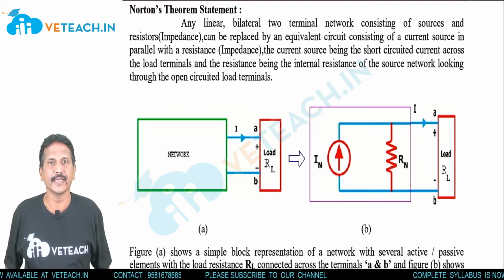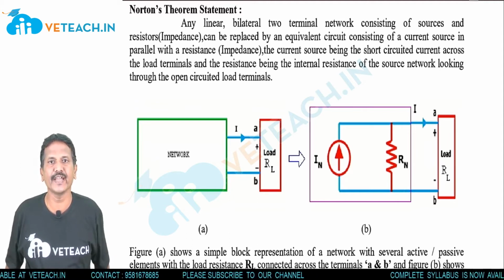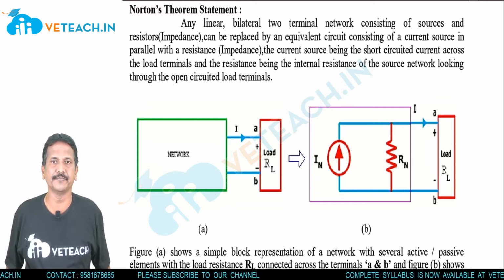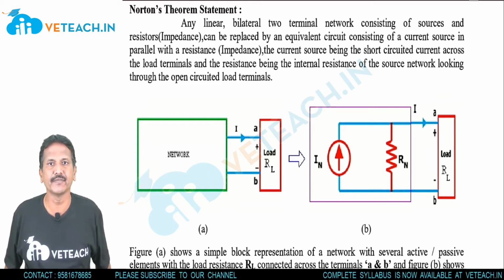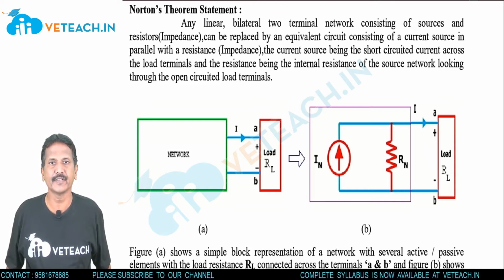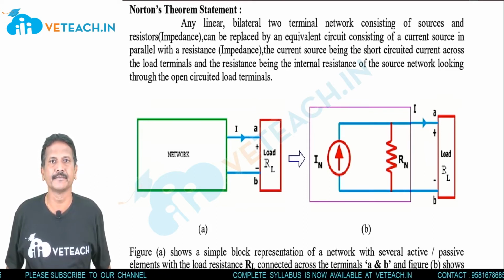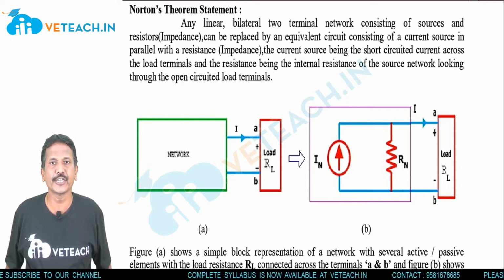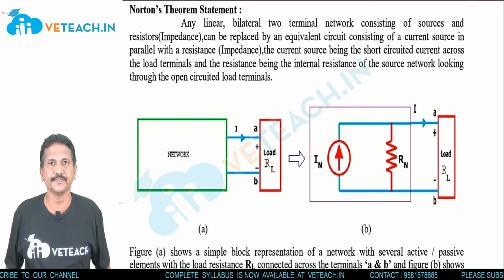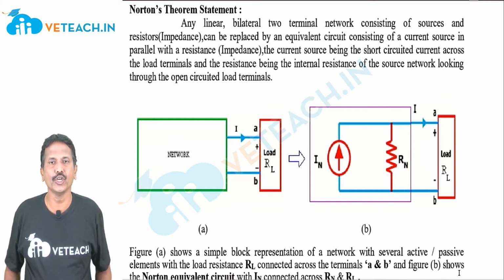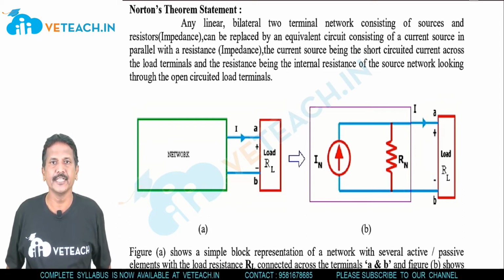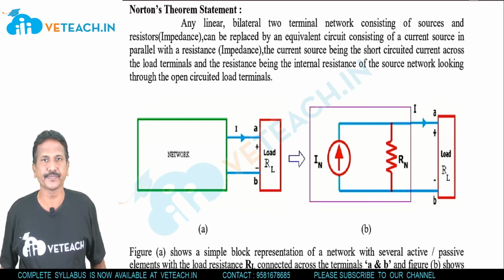Students, in Norton's theorem, there are 5 different steps to find this theorem. A big network is given, and in that network we will find new values. Those values we will say as Norton's current, Norton's resistance, the equivalent circuit diagram of Norton's theorem, and a new load current. These 4 are very important.